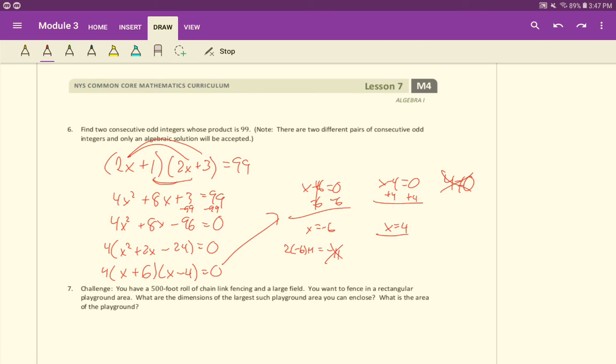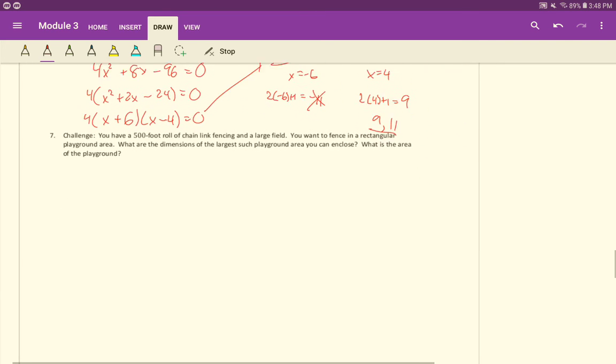But the 4, when we plug that in, we get 8 plus 1, which is 9. And then the other number, the next odd integer, will be 11. So 9 and 11 are our two answers. They're consecutive, and they multiply to make 99. All right, I'm going to go ahead and get into the challenge here as well and do that.